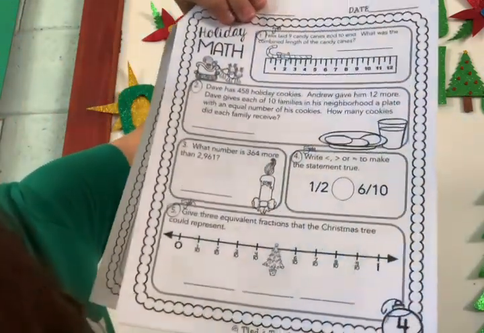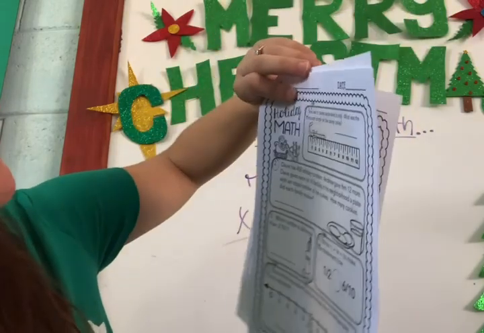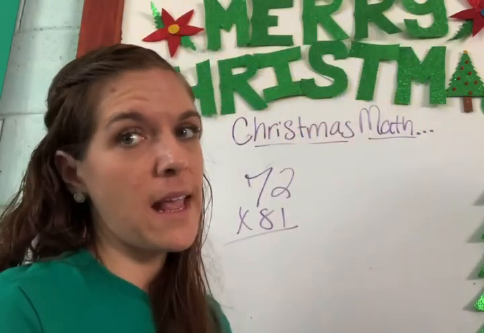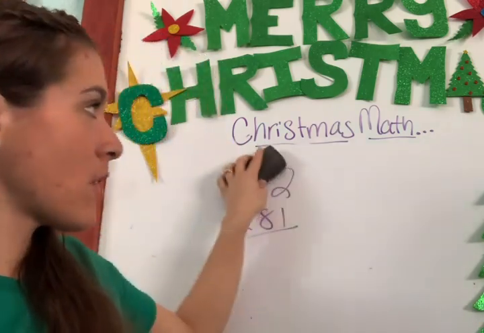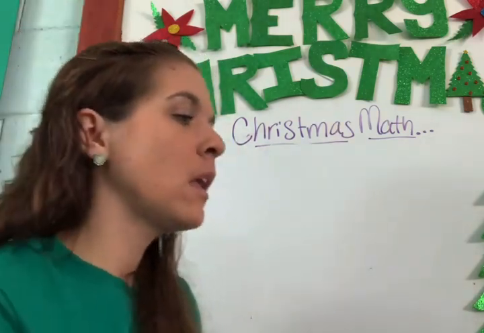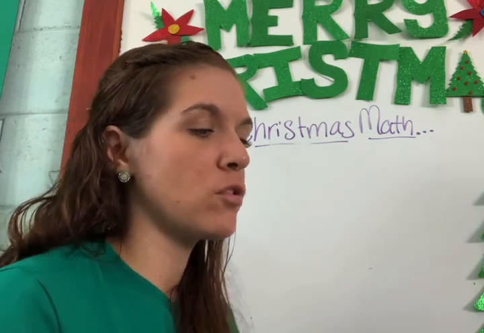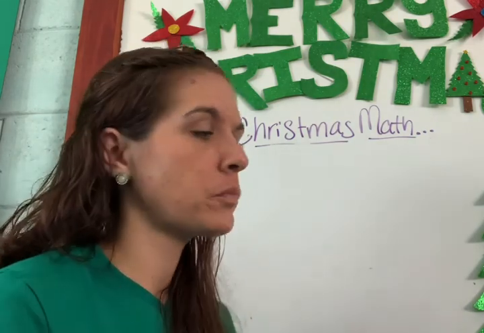Number 4. Look at page number 4. Page number 4. On number 1, you're just going to tell me the length. You're not going to do the instructions that they say right there. Just tell me the length of the candy cane. Number 2. Look at number 2. Let's do this one together, because there's 2 different steps in this one.